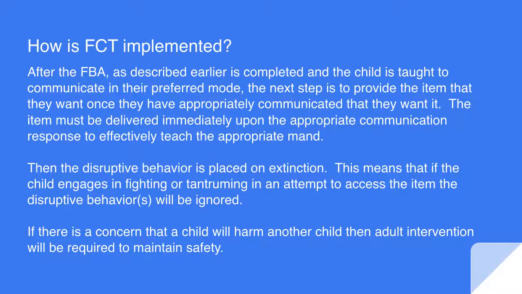So how is FCT implemented? After the FBA, or functional behavior assessment, as described earlier, is completed and the child is taught to communicate in their preferred mode, the next step is to provide the item that they want once they have appropriately communicated that they want it. The item must be delivered immediately upon the appropriate communication response to effectively teach the appropriate mand. Then the disruptive behavior is placed on extinction. This means that if the child engages in fighting or tantruming in an attempt to access the item, the disruptive behaviors will be ignored. If there is a concern that a child will harm another child, then adult intervention will be required to maintain safety.